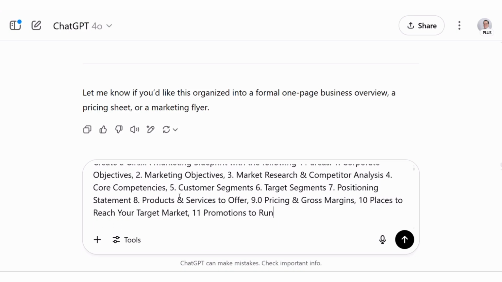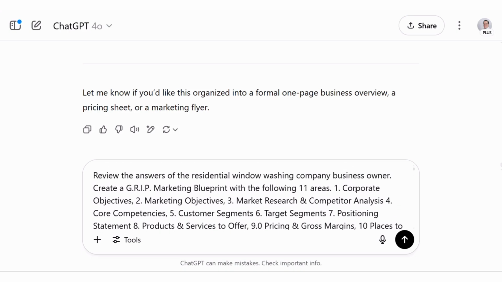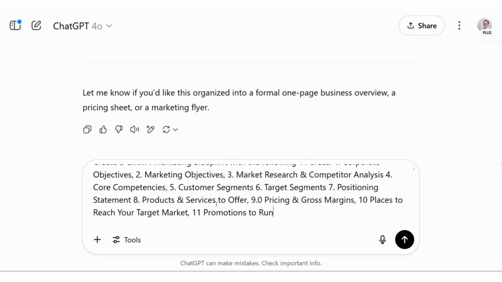So let's get back to the different sections. So we have corporate objectives, marketing research and competitor analysis. Fourth area is core competencies. So what are you good at? What makes you stand out from your competition? Customer segments, target segments, positioning statements, the products and services that you plan on offering, your pricing and gross margins, places you're going to reach your target market, and promotions to run.